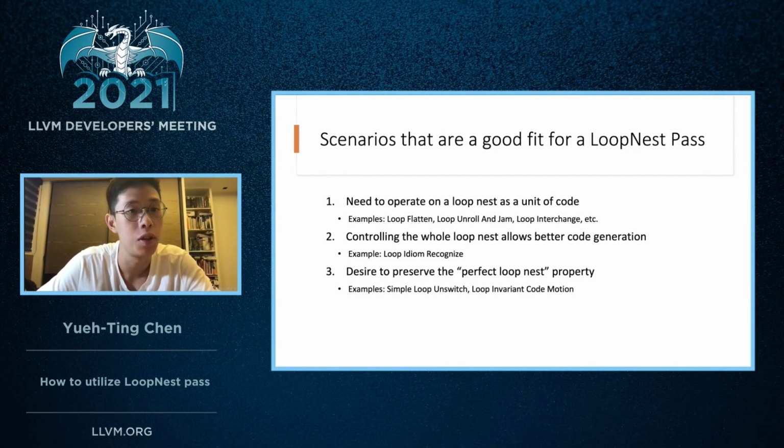So I've introduced 3 scenarios that we found a good fit for a LoopNest pass in this year's GSOC project. First, a LoopNest pass can operate on a LoopNest as a unit of code. Second, a LoopNest pass controls the whole LoopNest and helps code generation. And third, a LoopNest pass can help us preserve the perfectly nested loop property.